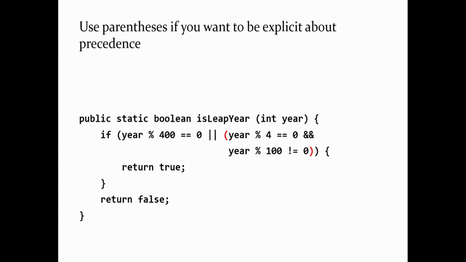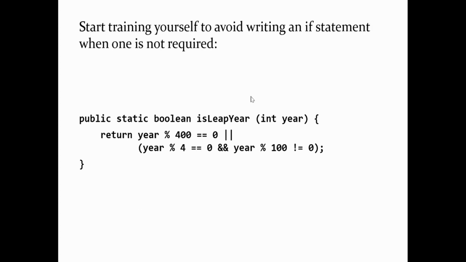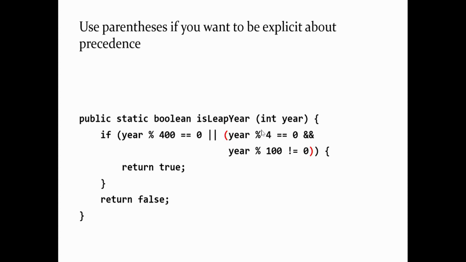All right, I think I will stop there. Let me do one more thing, and then we'll stop. A lot of new programmers will write it this way. They'll write some logical condition. If the logical condition is true, they will return true. If the logical condition is false, they'll return false.